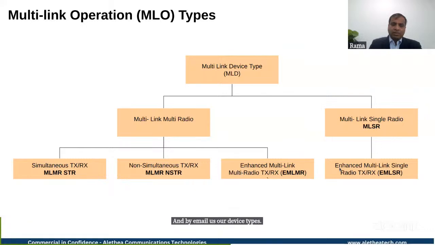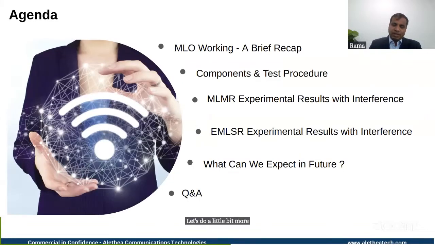Let's do a little bit more, and then we would come back to the experimental results. As the slide indicates, we have just completed the recap, and I would now explain the components and test procedure and follow it with the MLMR experimental results with interference and EMLSR experimental results with interference, and what is our future expectation with respect to MLO and what's going to happen. And in the end, there would be a question and answer session. A portion of the recap is still pending, but I'm going to do it immediately.